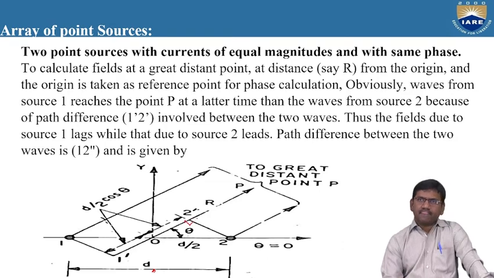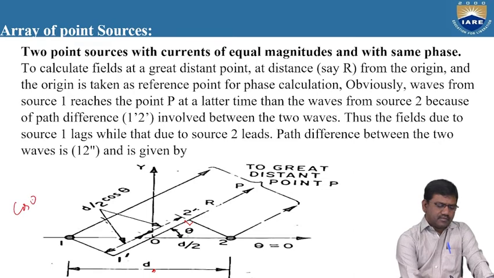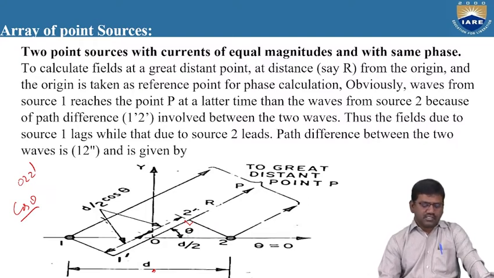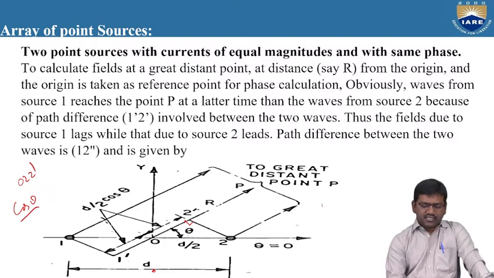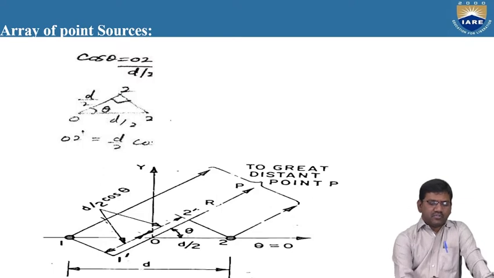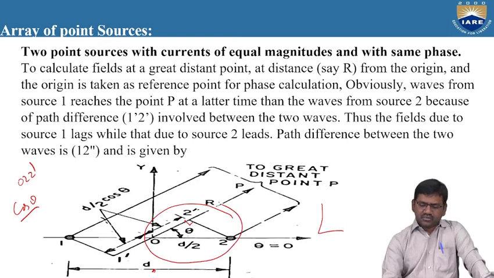Now we can say, if we consider this cos theta, what is this cos theta? Let us consider triangle O, 2 and 2 dash. If we draw this triangle separately, you can observe O, 2 and 2 dash, and at 2 dash there is theta.